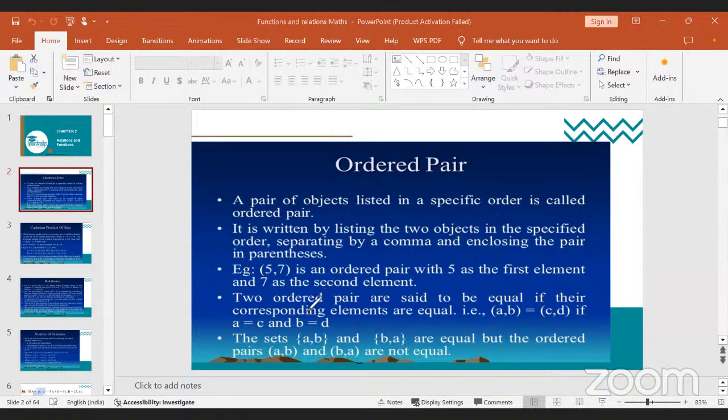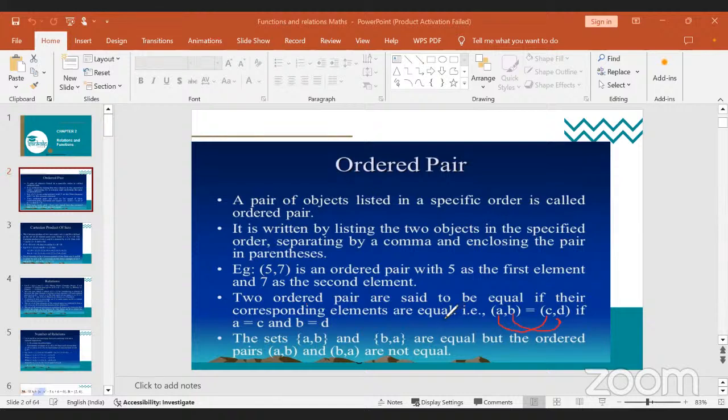Now, ordered pairs are said to be equal if their corresponding elements are equal, that is, A is equal to C and B is equal to D. For example, the first element of the first bracket equals the first element of the second bracket, and the second element of the first equals the second element of the second. So this is what we call equal ordered pairs. Understood now?